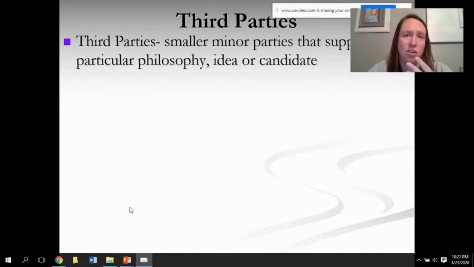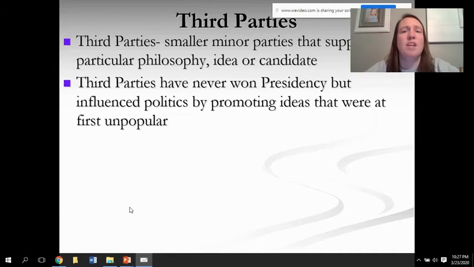They're called, you guessed it, the third party, because they're the third wheel. These are smaller parties, and they usually have a particular philosophy, idea, or candidate. Third parties have never won the office of presidency, but they've influenced politics because they promoted ideas that were first unpopular.